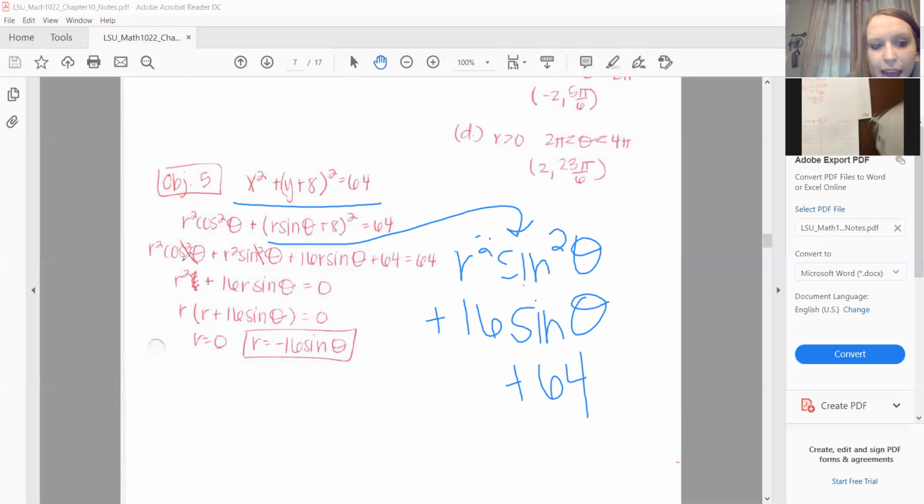Okay, so again, you take the r squared out, and the cosine squared plus the sine squared is 1. So that went away. I scratched it out, I didn't even write it. Okay, and then I got the 16r sine theta. When I move the 64 over here, you got 0. Okay, take out an r, so we got r equals 0. Again, we don't need that one. And then r, if I moved it over, I would get negative 16 sine theta is my answer.